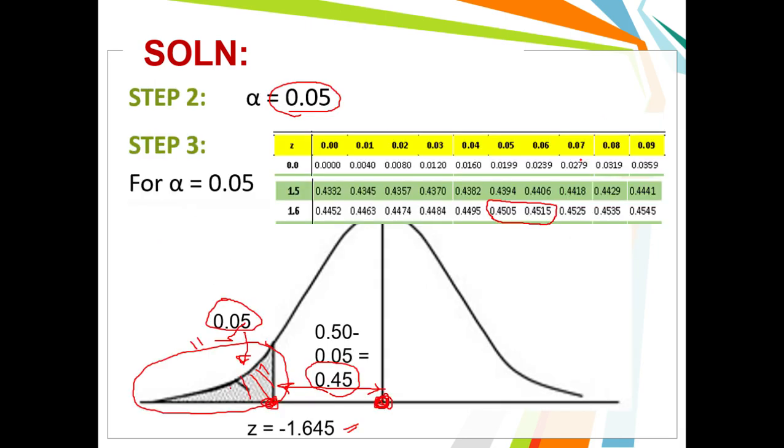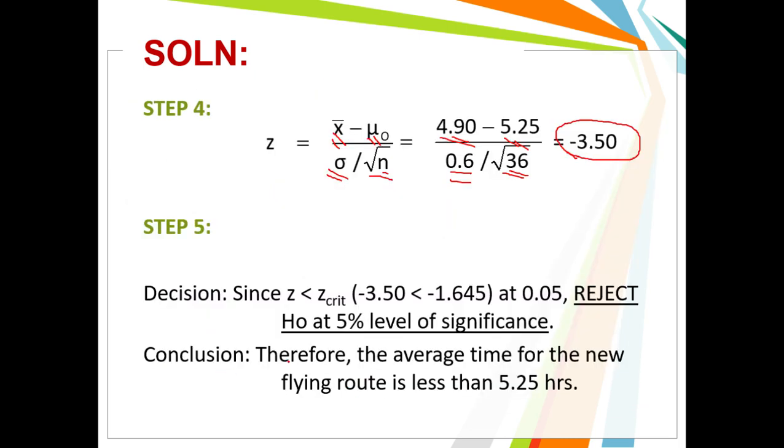Okay? So i-compare natin sa ating curve. So yung negative 3.5 is nasa leftmost pa. Okay? So dito somewhere yung ating negative 3.5. So makikita siya sa shaded na region or the area of rejection. Okay, so ang decision, since negative 3.5 is less than negative 1.645, reject. Nasa rejection area siya. Therefore, we reject the null and we accept the alternative. Ano yung ating alternative? Less than. So therefore, yung ating conclusion, the average time for the new route is less than 5.25 hours. So, totoo na less than 5.25 hours na yung ating new route.